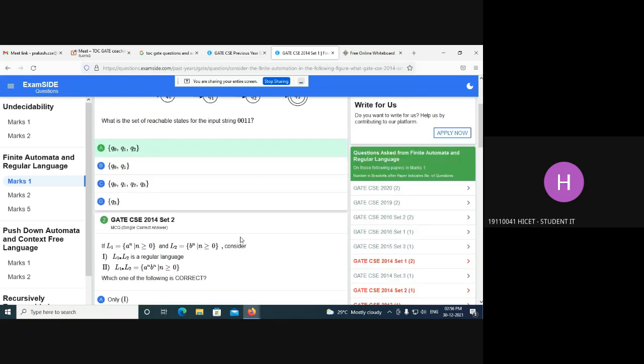I am just taking the concept from the GATE exam point of view. I am not taking the class from the theory point of view. Theory point of view, it is different. You need to write two questions. This is just 1 mark, 2 mark point of view.